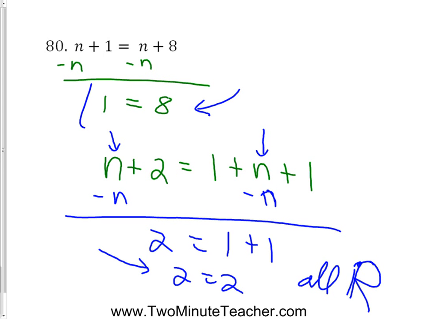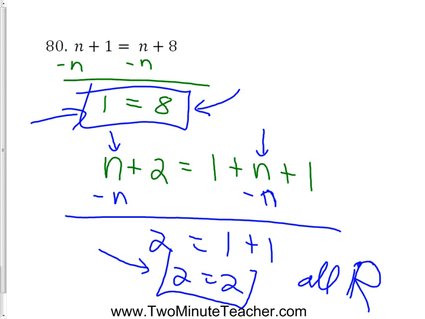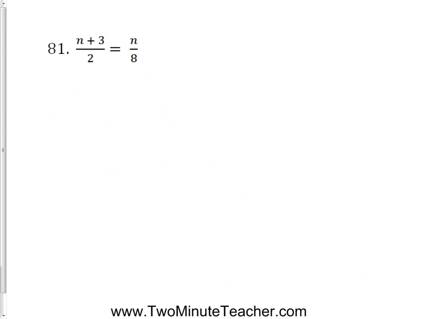So if all the variables drop out, you're either going to end up with something that's true or false. When it's false like this, there are no solutions. If it comes out to a true statement after all the variables drop out, then it's all real numbers are the solution. All right, moving on to 81.